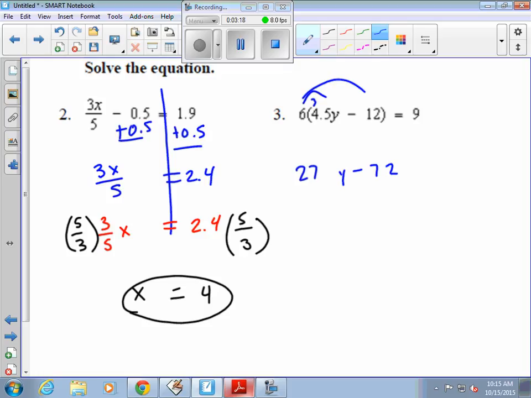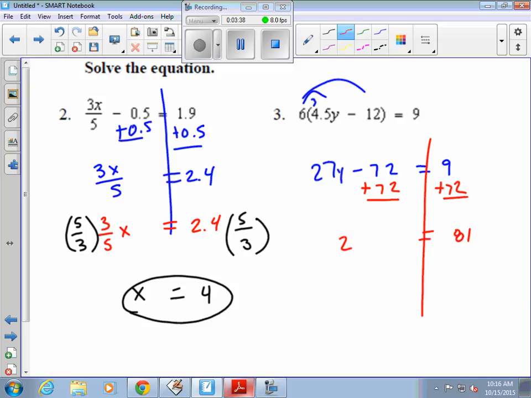So 27y minus 72 equals 9. So that doesn't confuse anybody, 27y minus 72 equals 9. Undo your order of operations. Undo minus 72 by adding it to both sides. If you add it there, add it here, and you get 81 right there. So 27 times y equals 81. Undo 27 times something by dividing by 27. Do it to the right as well. Y is 3.